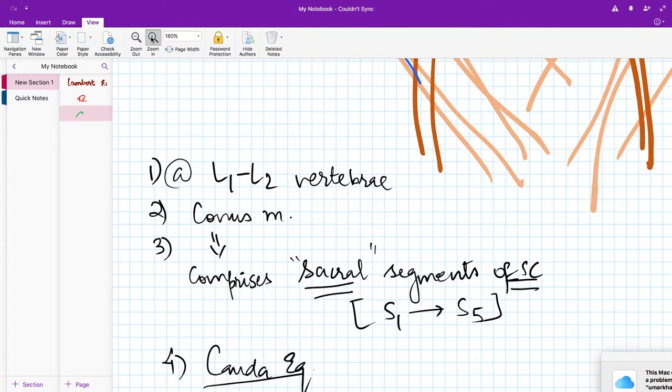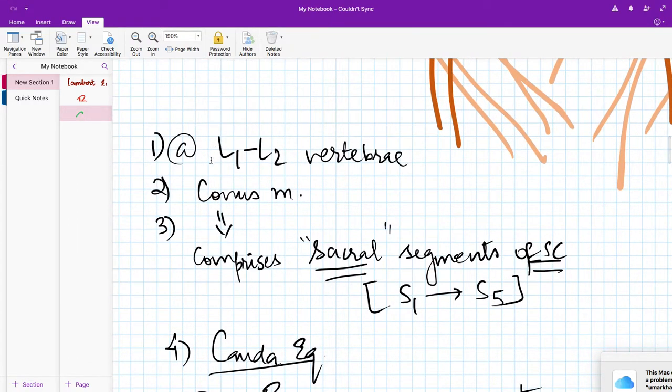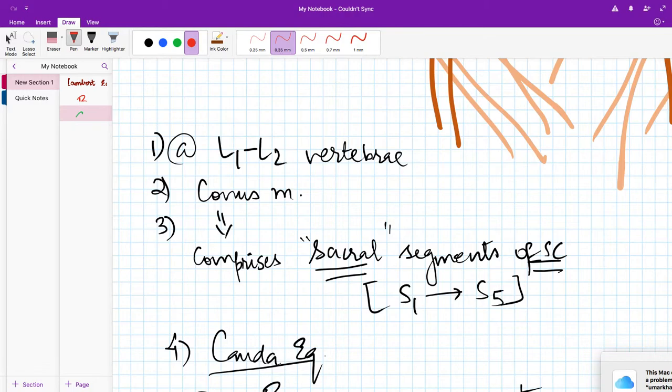Right? So, as we discussed, the first point was at the level of L1 and L2 vertebra. What happens now? These are like fill in the blanks. We discussed the theory. Now you also have to tell me before I speak the point. L1 and L2, what happens at this level? The spinal cord terminates. Between L1 and L2, the spinal cord terminates.